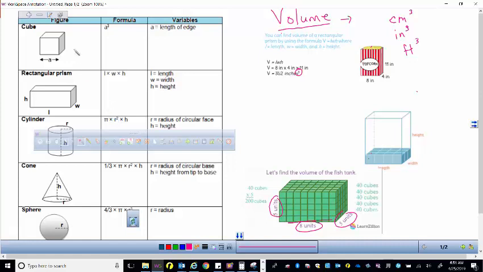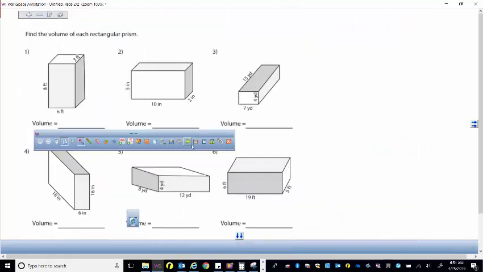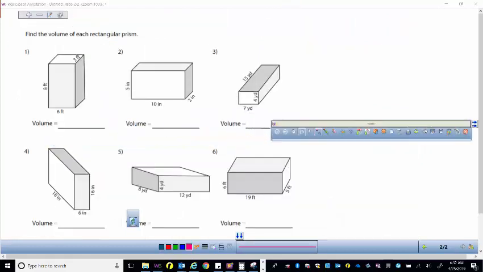All right, so we're going to start with prisms and cubes. We're going to put these two together. So your job is to make sure you have the formula sheet and also make sure you have the note sheet. So we're going to start with this one right here.